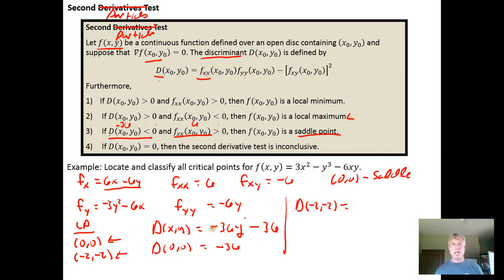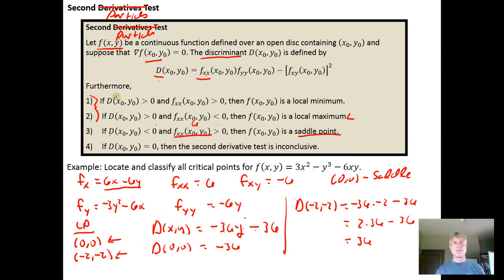So when we do that, we get -36 times y, but y is -2, minus 36. So we get a negative times a negative is a positive. This is going to be 2 times 36 minus 36. So 2 36s minus 36 is just going to leave us with 36. So now when I look at the discriminant test, the second partials test applied to the critical point (-2, -2), I see that the discriminant is positive. So we're in one of these two situations.